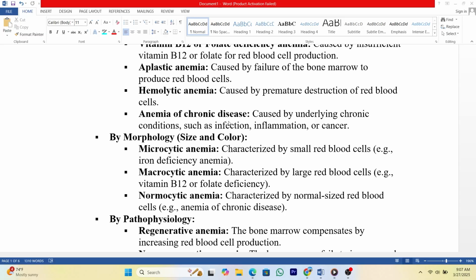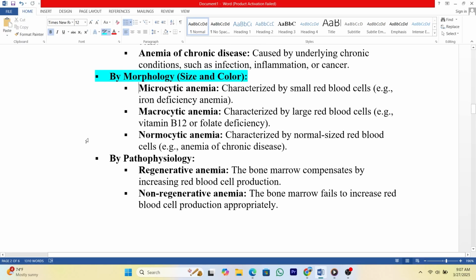Anemia of chronic disease, caused by underlying chronic conditions, such as infection, inflammation, or cancer. By morphology, size and color. Microcytic anemia, characterized by small red blood cells, e.g., iron deficiency anemia.